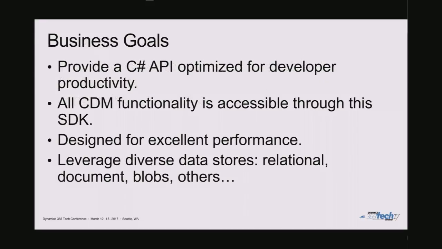So the business goals that were set before the group that designed this were, as you see up here. We had to have a C# API that was great for developer productivity. And that's why I asked about the C# out there, because it is written in C#, the one that we're mainly going to talk about. In fact, these business goals hold both for the C# and the JavaScript one as well.